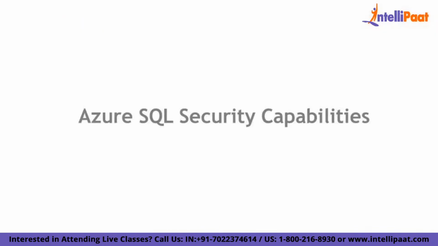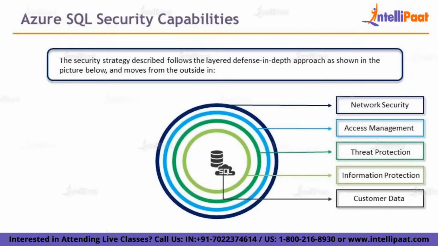Now let's talk about the security capabilities in detail. The security strategy described follows the layered defense in depth approach as shown in the picture below, and moves from the outside in. So the outside layer is network security. This is the most common thing.